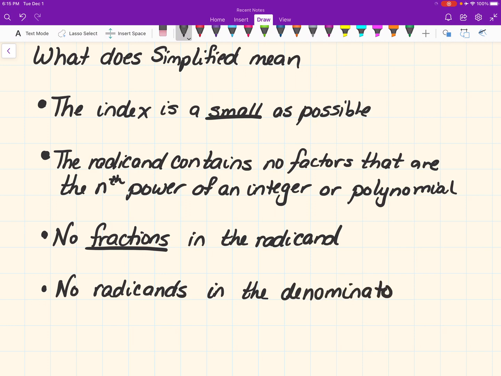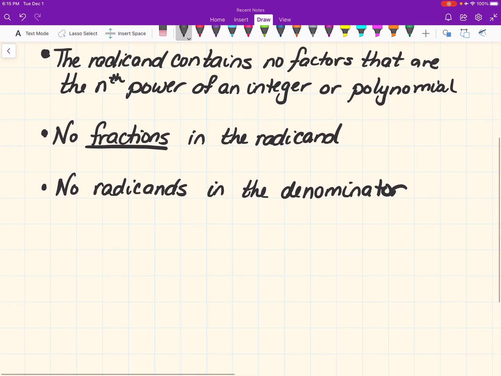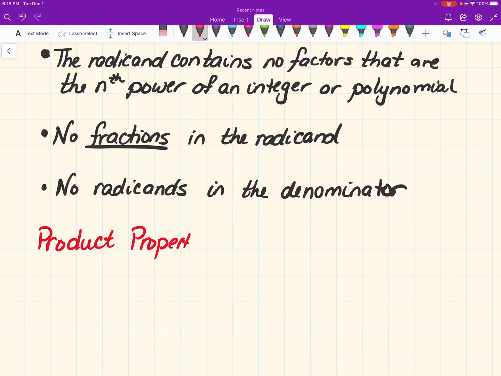So as you can see from this list, there's a lot of work to be done on these problems. And you have to make sure that once you've done the problem, you then simplify it all the way, because you'll lose points if you don't simplify it. So we're going to start out with the product property of radicals.